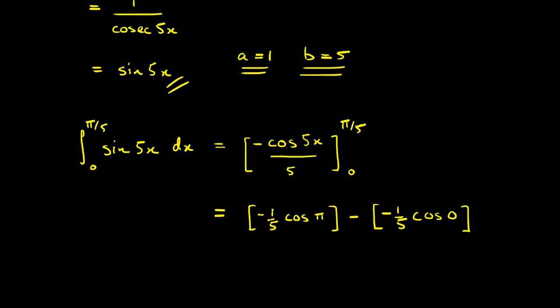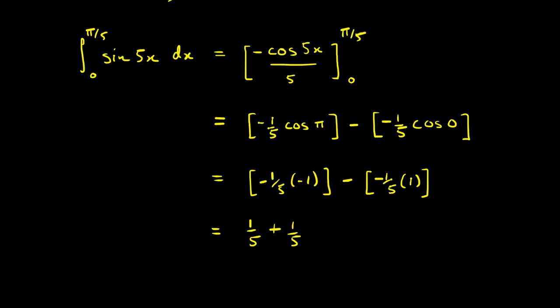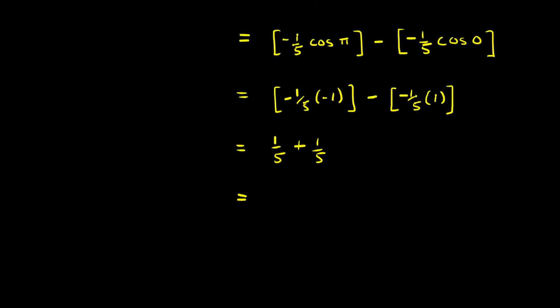Okay. All right then, cosine pi is negative 1. So here what we've got is minus a fifth times by negative 1 minus a fifth, and the cosine of 0, as I just said, is 1. So this simplifies to give minus a fifth times negative 1 is a fifth, minus a fifth, so that's plus a fifth. And a fifth plus a fifth is, oh, beg your pardon, is 2/5.